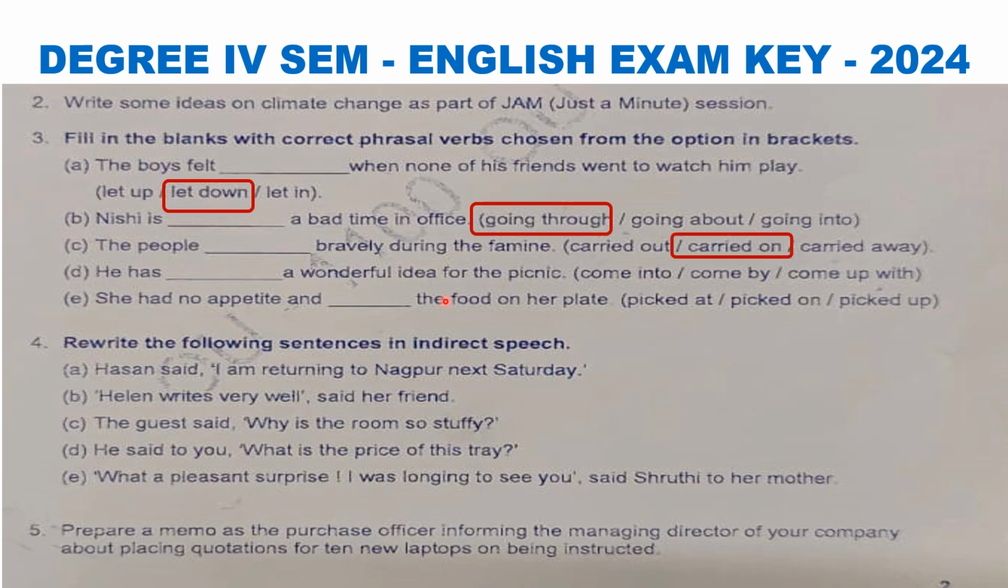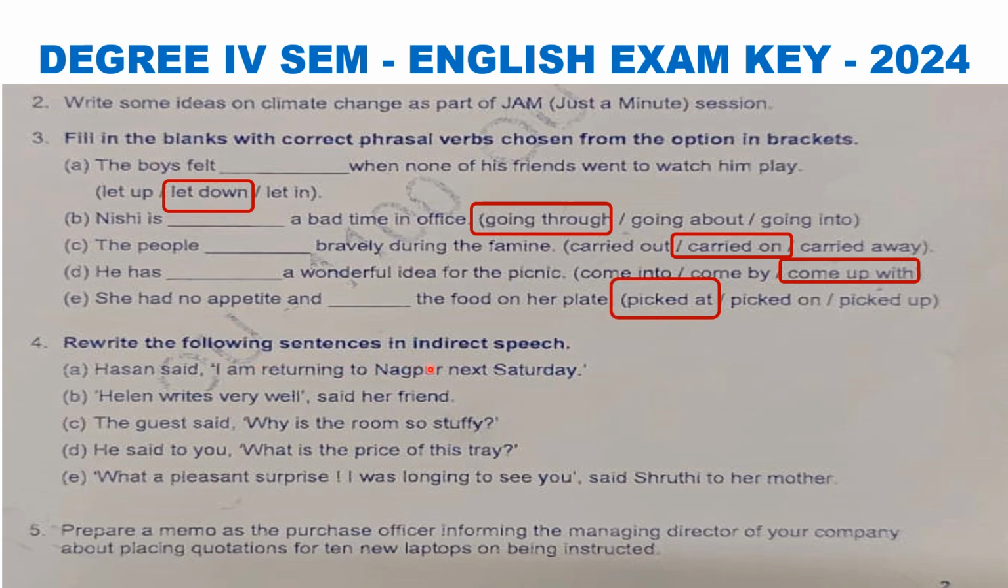He has dash a wonderful idea for the picnic. Come into, come by, or come up with. So proposing means come up with. He has come up with a wonderful idea. She had no appetite and dash the food on her plate. So, she had no appetite means no interest in eating. That's why she picked at the food on her plate.